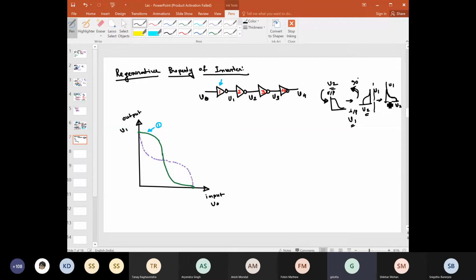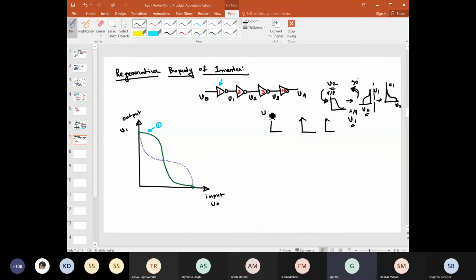Is this part clear? Sir, but V2 is the output of inverter 2, right? So shouldn't it be plotted on the y-axis? Yeah. So then we have to plot like this.